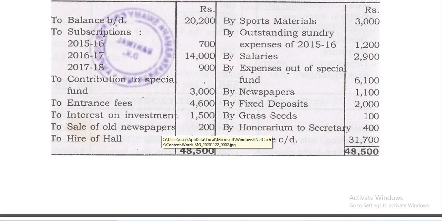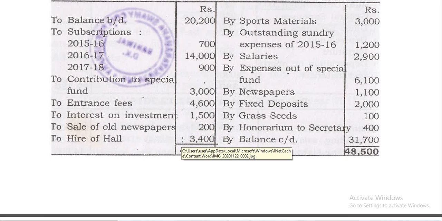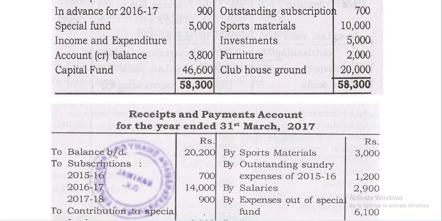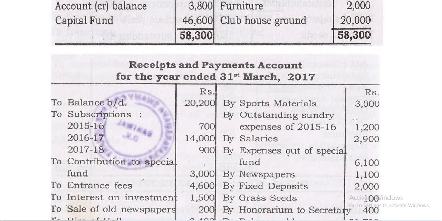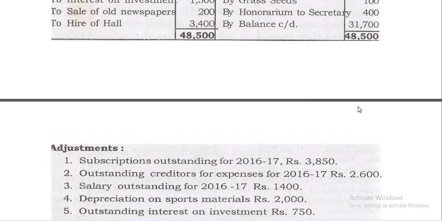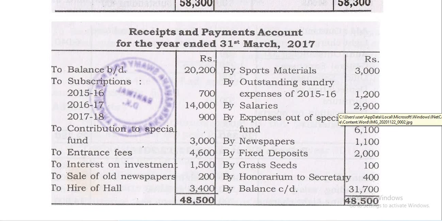Sale of old newspaper, it is revenue receipt. Hire of hall, that's also revenue receipt, should be credited to income and expenditure account. Look at the payment side. Sports materials, opening balance is given 10,000, further addition 3,000, depreciation 2,000. So the remaining amount should be shown on the outer column of the closing balance sheet.